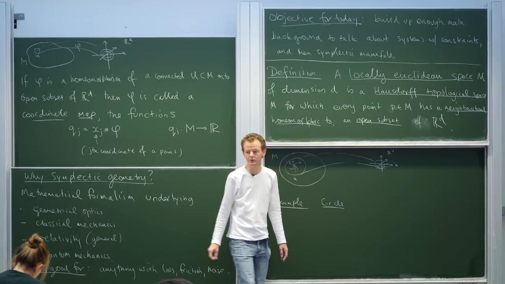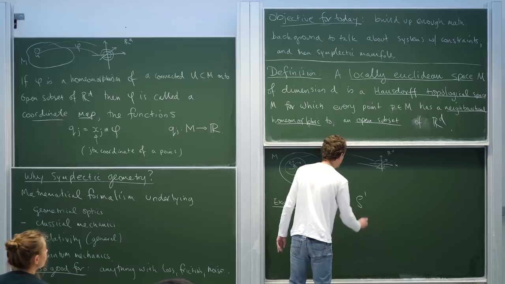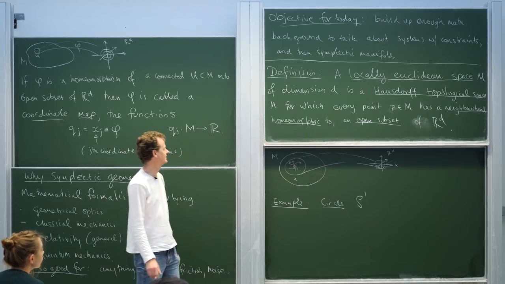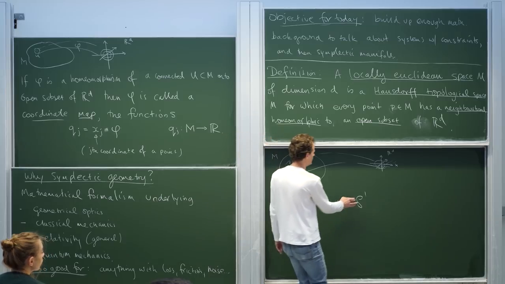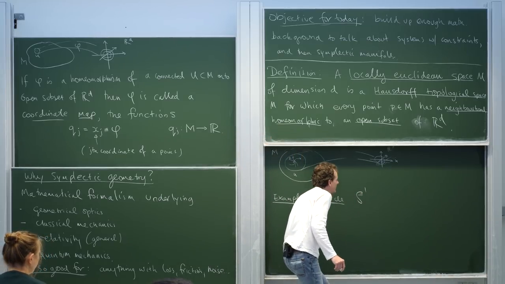Let's just take the circle. We're going to come back to it anyway. This is a locally Euclidean space. I think this is part of your first exercise sheet to do this properly. So I'm just going to do a really vague hand-wavy argument here.